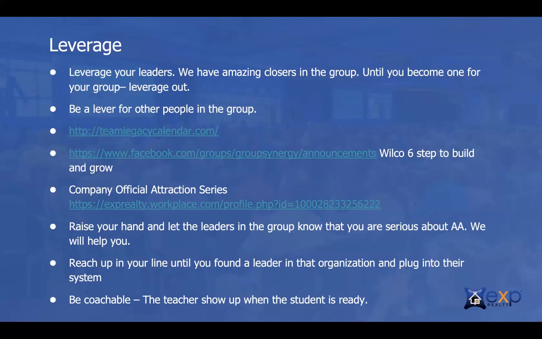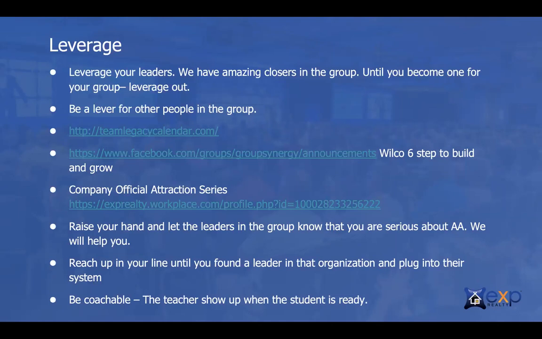So we need to make sure that you leverage your leader. We have amazing leaders, amazing closers in the group. Until you become one for your group, leverage us, let us do the heavy lifting for you. And if you are a leader, be a lever for other people in the group. If you can talk about EXP with your eyes closed, even when you go to sleep, become a leader. Step up, let people know that you can do a 3-way phone call. If you bring me an agent, I'm gonna try my best to close that agent for you.